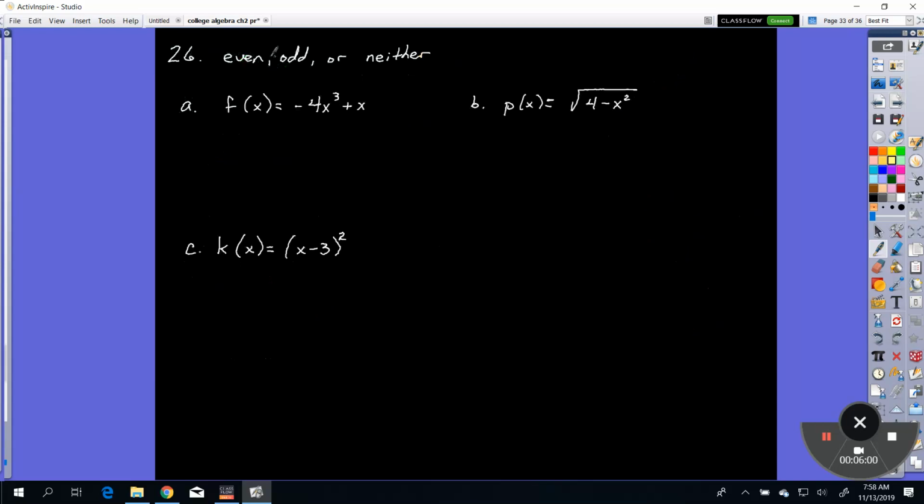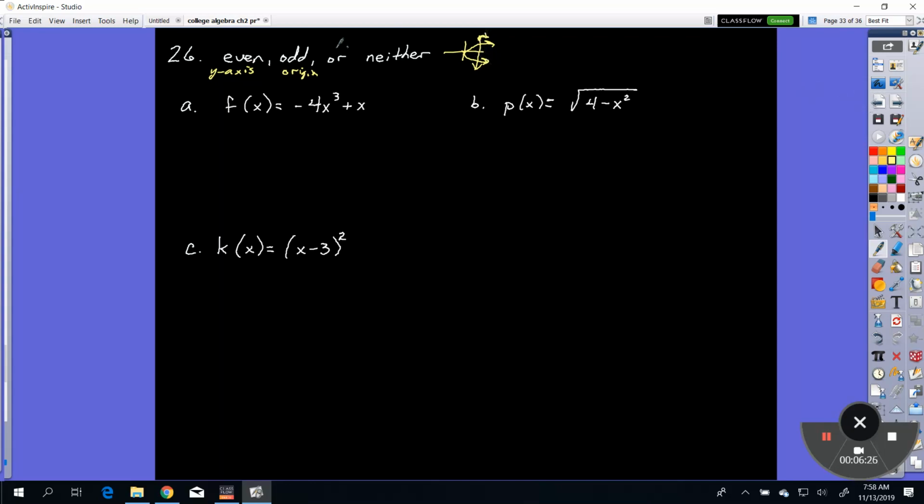So we just talked about this kind of. Remember, odd means origin symmetry. Even means y-axis symmetry. We just call the function even or odd. If it's not either of these two, it's neither. So realize that this has symmetry, but this is not a function. And so we don't say it's an even or odd function because this is not even a function. So realize that's the difference.